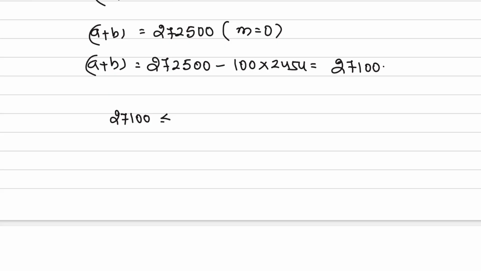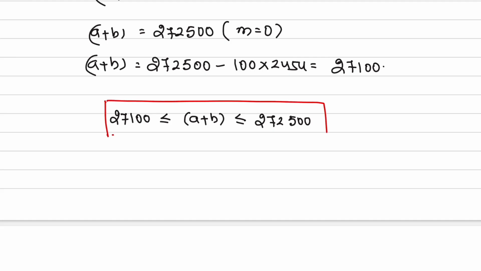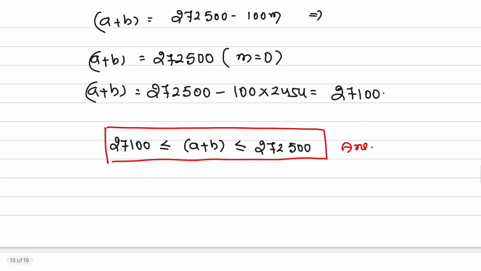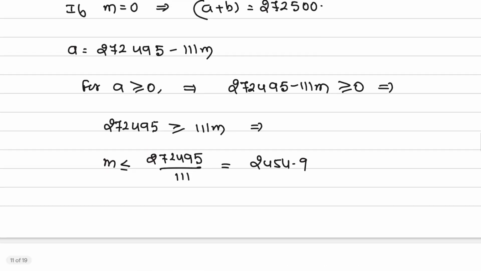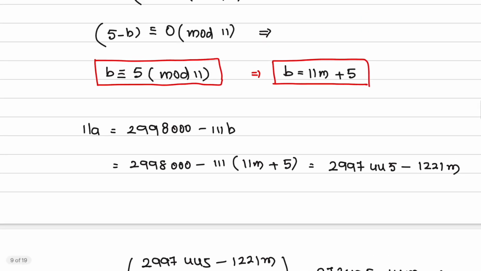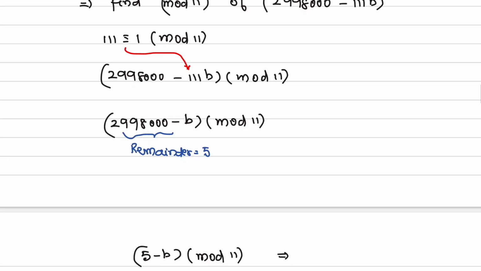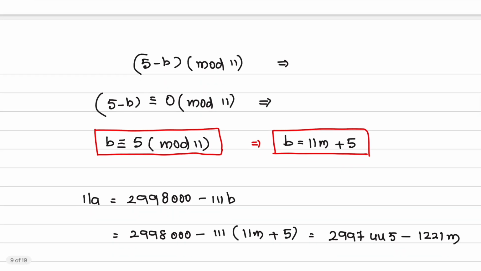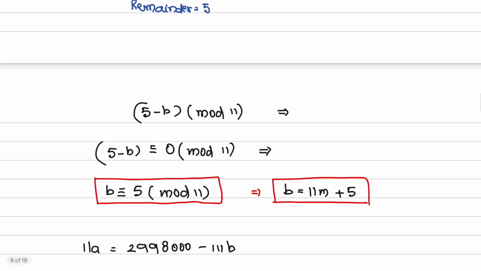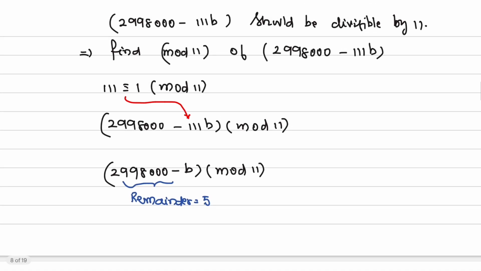That implies 27,100 should be less than or equal to A plus B. A plus B should be less than or equal to 272,500, the integer values. This is the final answer. And this type of questions being asked in JEE Mains and also JEE Advanced, please try to understand them. And the heart of the solution is B is equal to 11m plus 5 you should get.